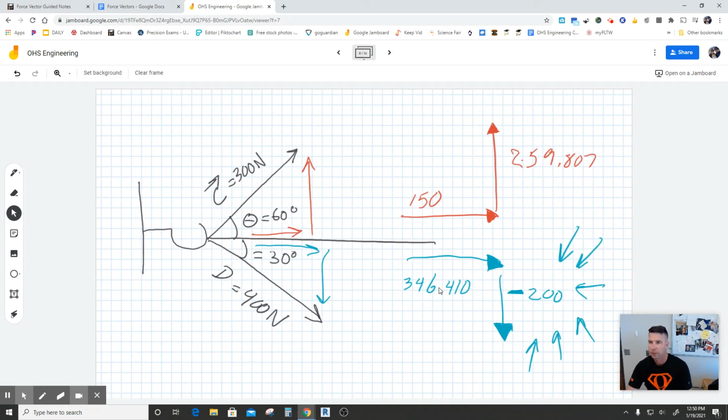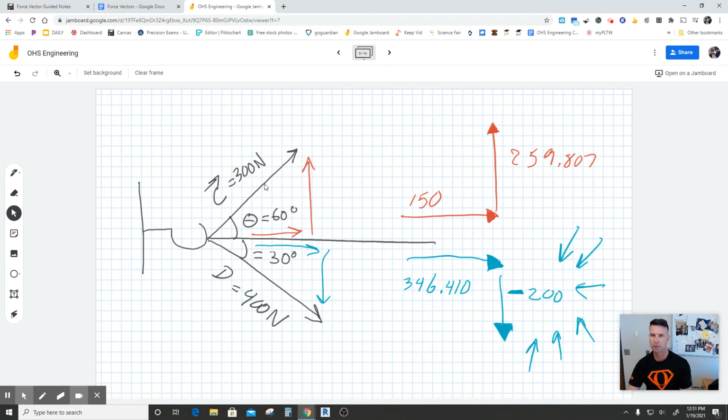So here are those same four answers from the previous slide. Our 150, that was a positive value, so we know that that's going to be to the right. This I think it's 259, not point. Let me delete that. This 259. There we go. Anyway, that 259, that is in the up direction. And then our 346, and then our 200. Here's what I'm getting at.